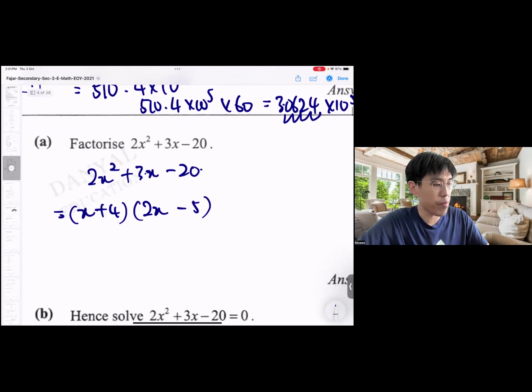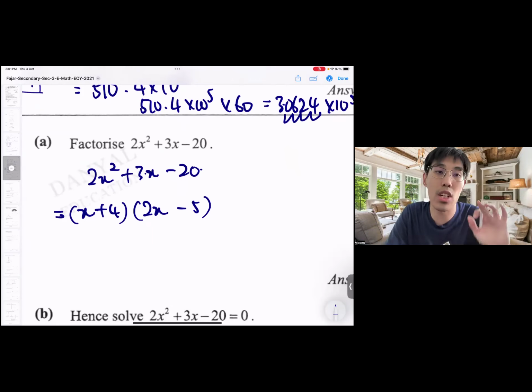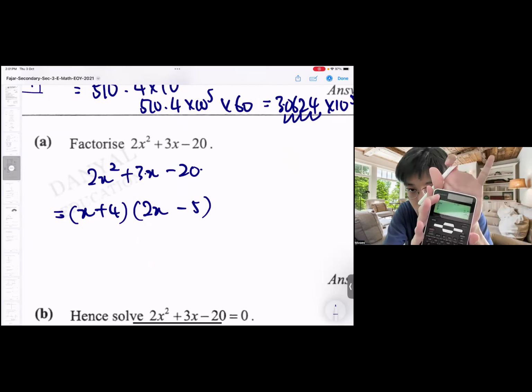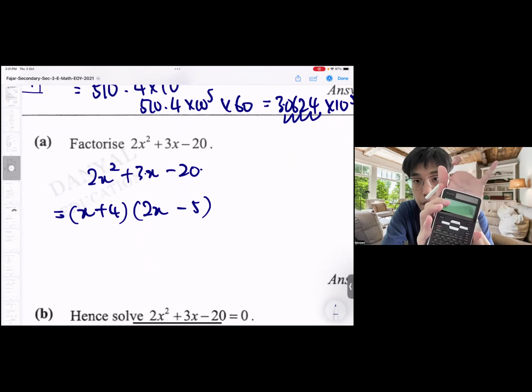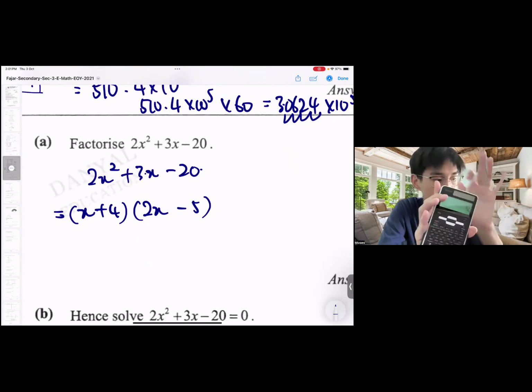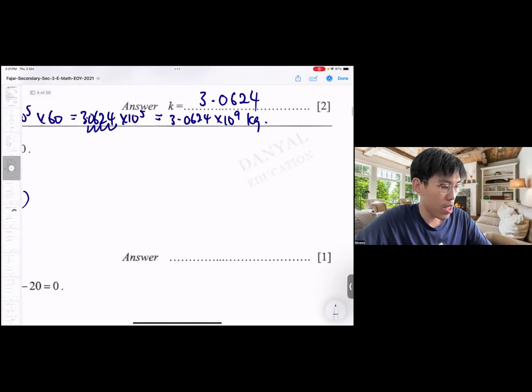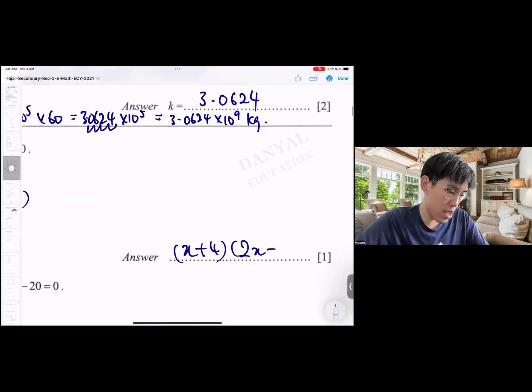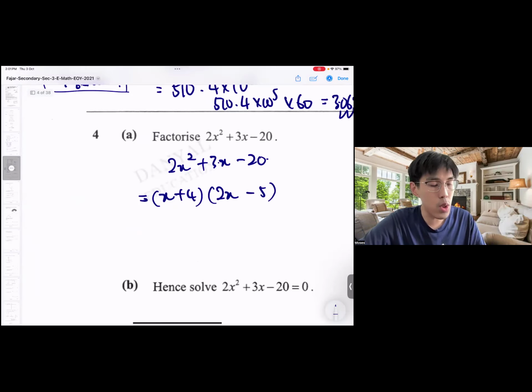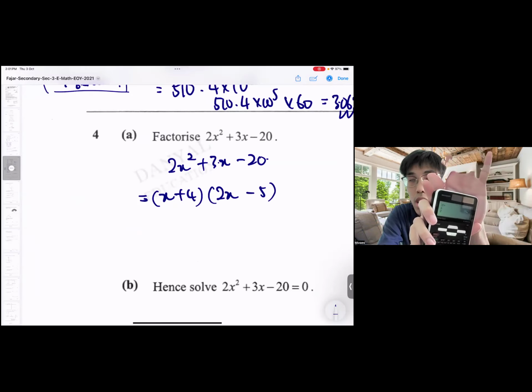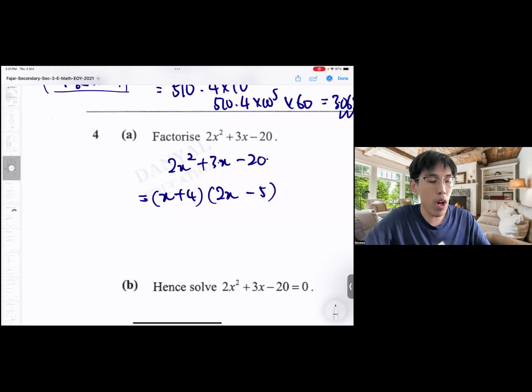That is my answer. At this point of time, you must be able to know how to write your factorized form given your solutions. This was first exposed in Sec 2, but at this point of time, you must master it already. Let's say you don't know how, let me know. So x plus 4, 2x minus 5. I also mentioned that since you already have a whole number as a solution, you can always use that factor to go and deduce the other one.